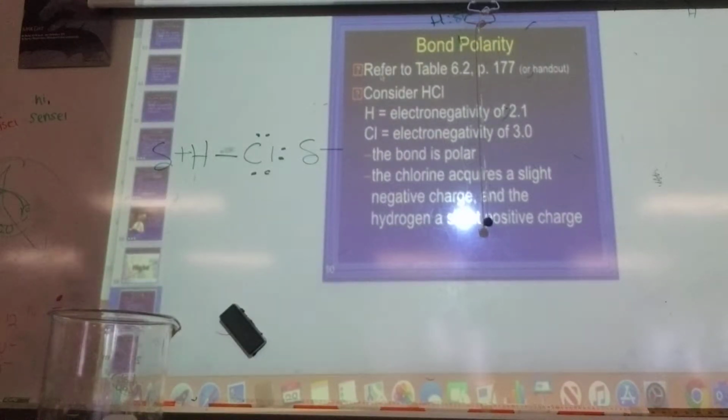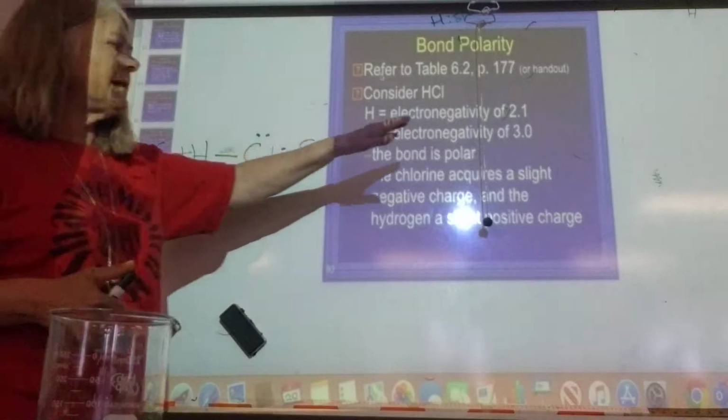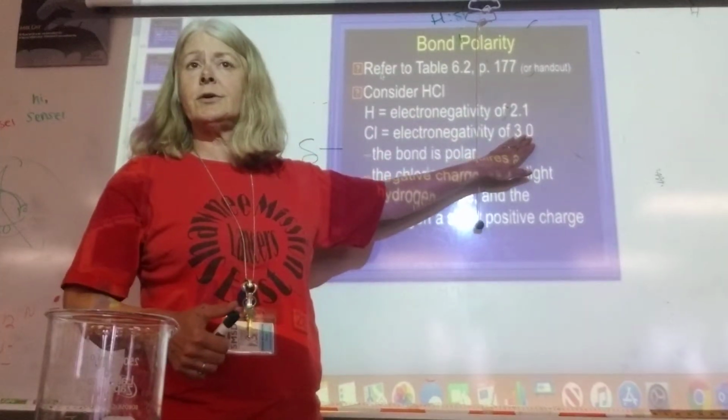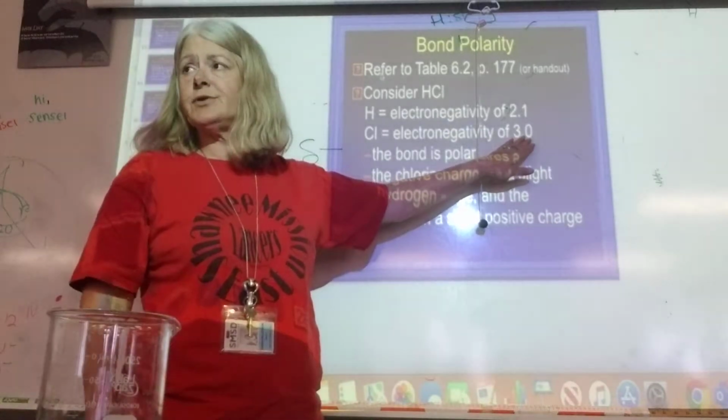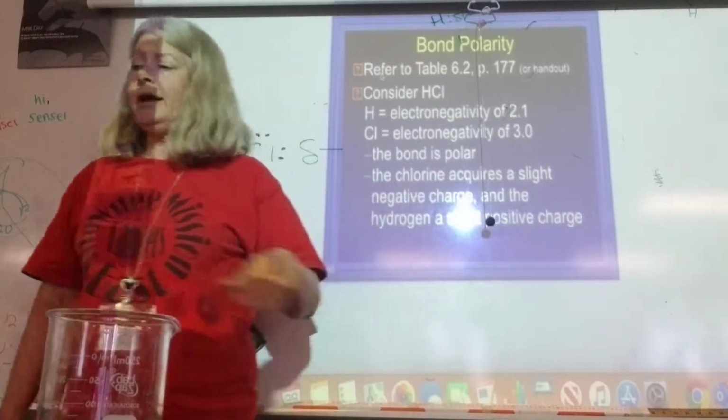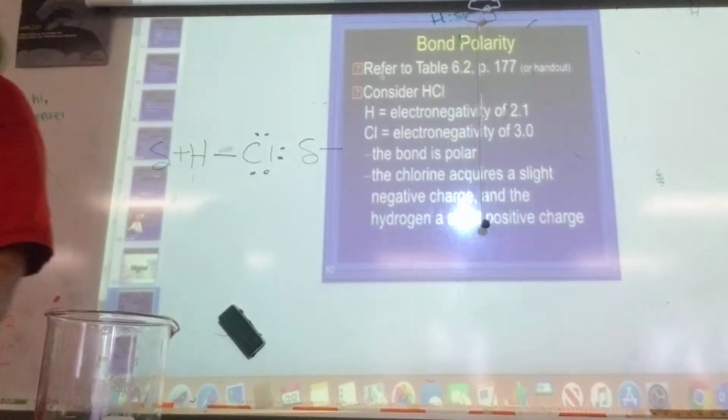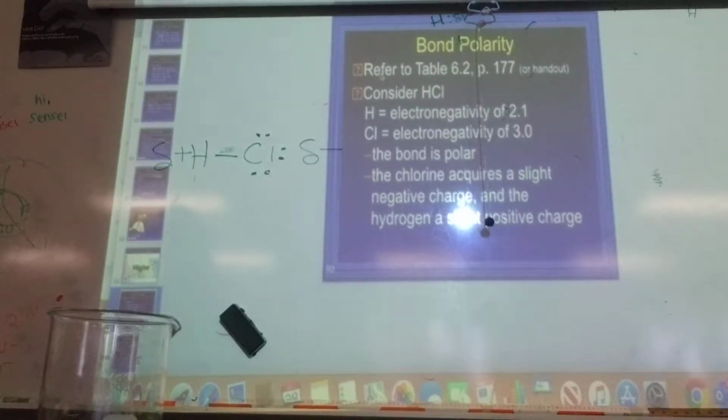On this pink sheet that you picked up today, on the back side, there's a table down here. And if you find the electronegativity difference, what's the difference in these two numbers? 0.9. Look up on that table. How would we classify this?